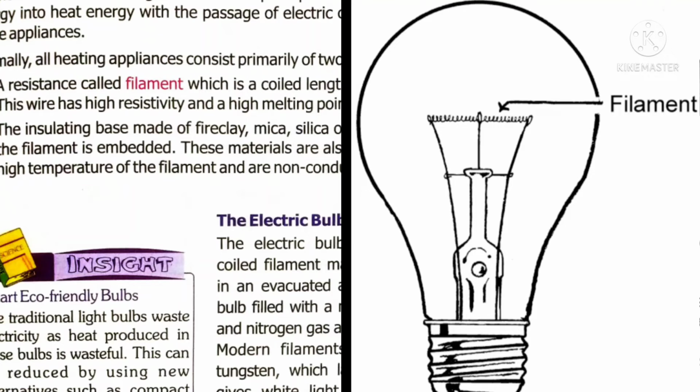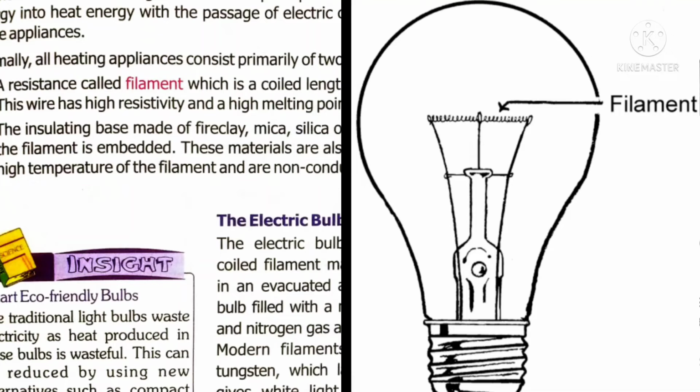You rub both your hands against one another. What will happen? Heat is produced. You can feel the heat production, isn't it? Between the two palms of your hands, you rub them against one another, and you can feel the heat. In the same way, the electricity is falling on the filament, but the filament is not allowing electricity. It is resisting. It is a bad conductor, so it is resisting. Due to this resistivity, heat is produced. The second part is the insulating base.